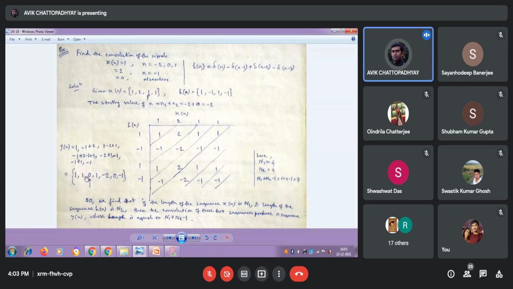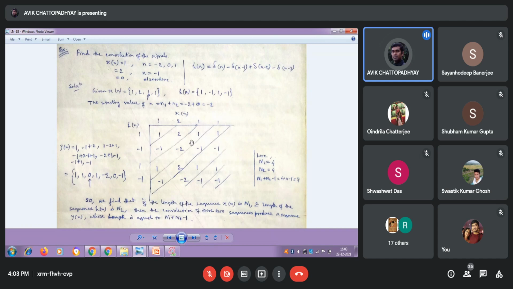So as I mentioned, you can follow this method: first find the leftmost element. Here the leftmost position is minus 2, where one sequence starts at minus 2 and the other at 0. So you add them, and then you find the leftmost position. This way you can find it, and then you know the total length. From that you can find the limits, etc.